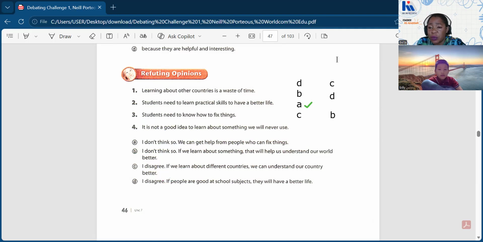Okay, read the refuting opinion. Read the refuting opinion of number 4, Billy. It's not a good idea to learn about something we will never use. I don't think so. If we learn about... Okay, that's good.